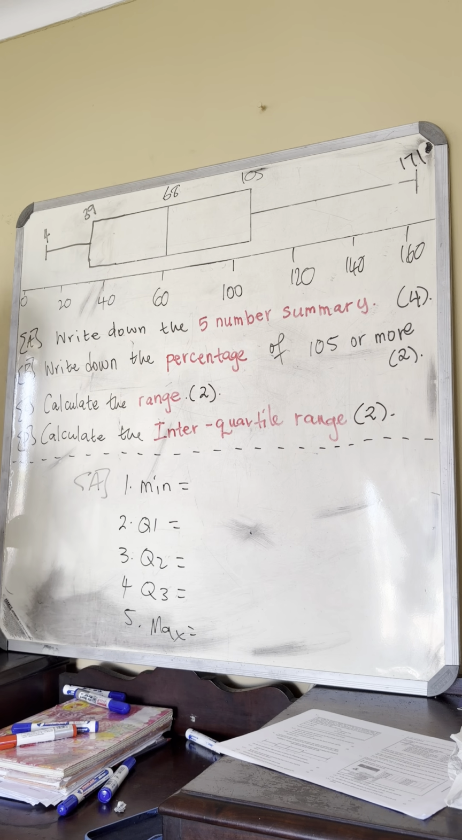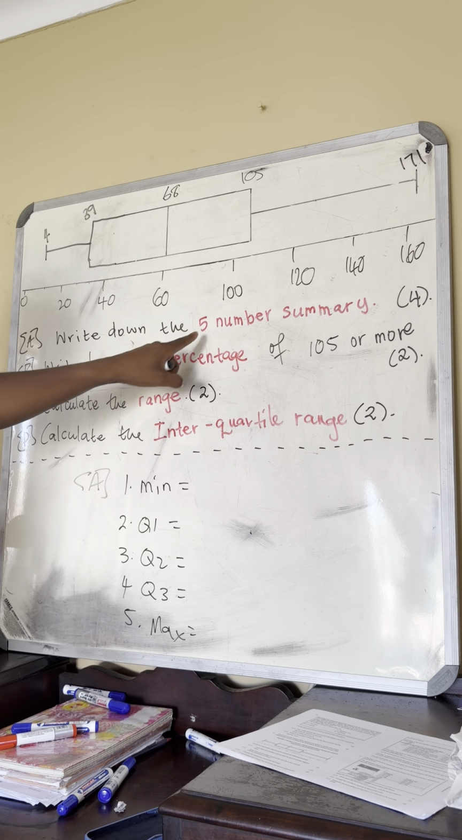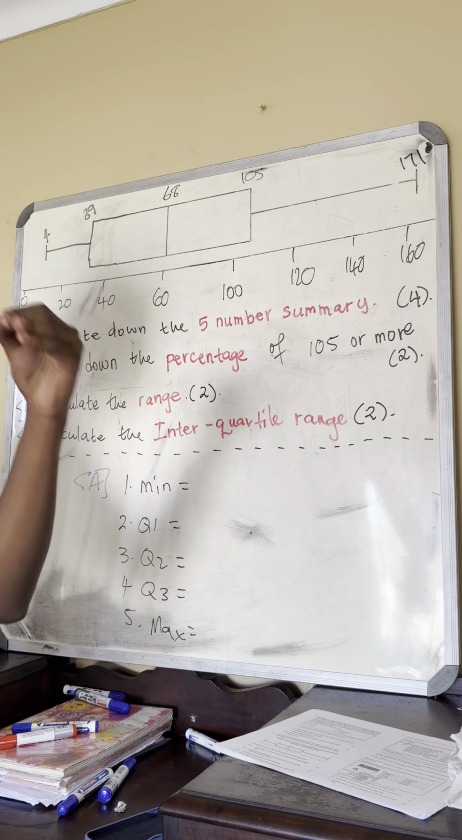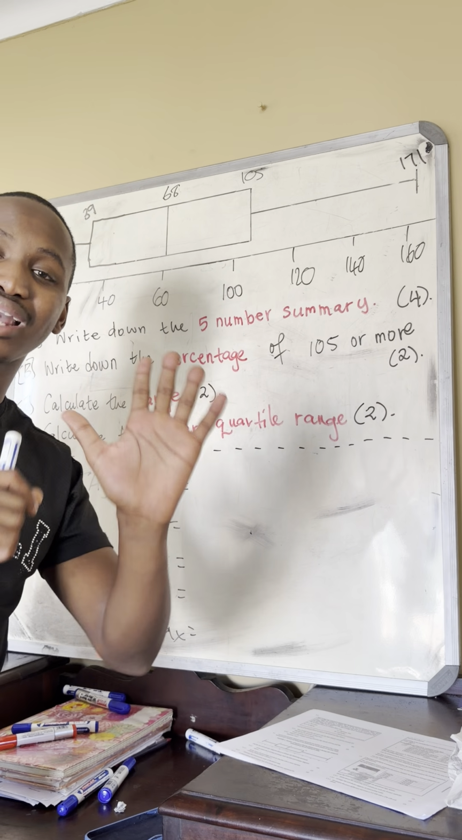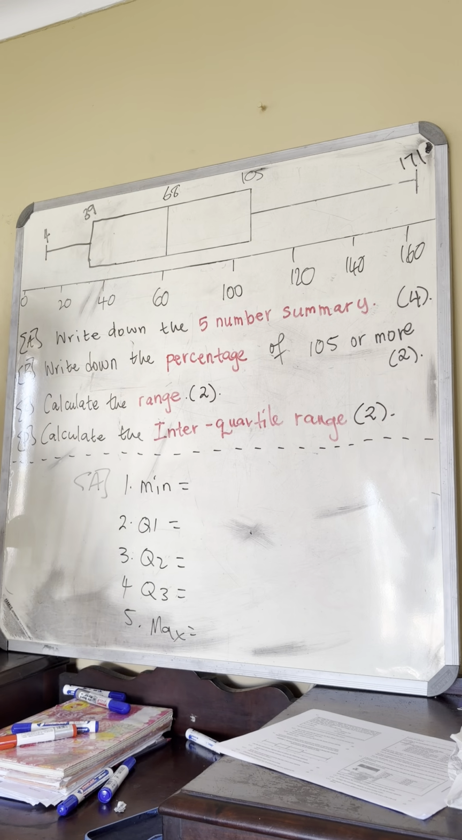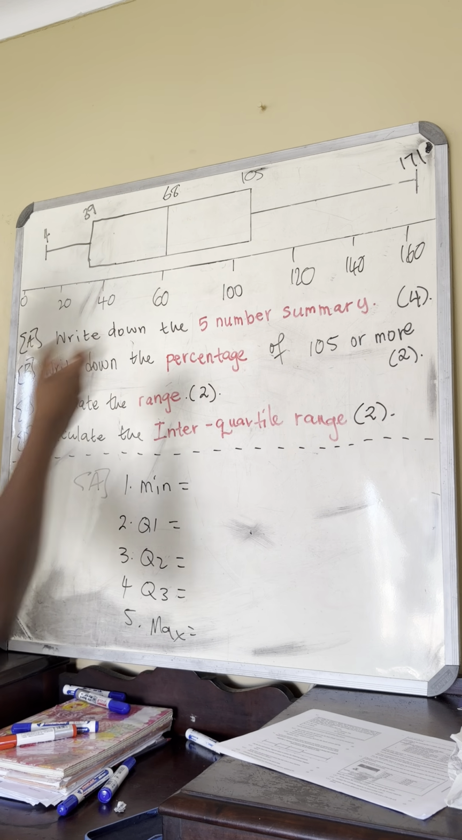Now listen to me. What do they want? They want the 5-number summary. Because they want the 5-number summary, that means you should write 5 things: 1, 2, 3, 4, 5. So it becomes the 5-number summary.